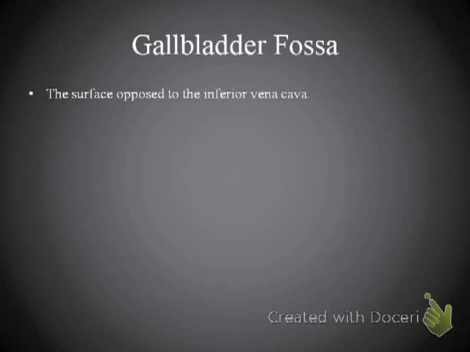On the liver, we see that we have a gallbladder fossa, as we all well know, and it is the surface opposed to the inferior vena cava. And so it is directly opposed to the inferior vena cava, and it is where the gallbladder actually sits in and provides an area for the gallbladder to sit in and allow it to function properly from this area.